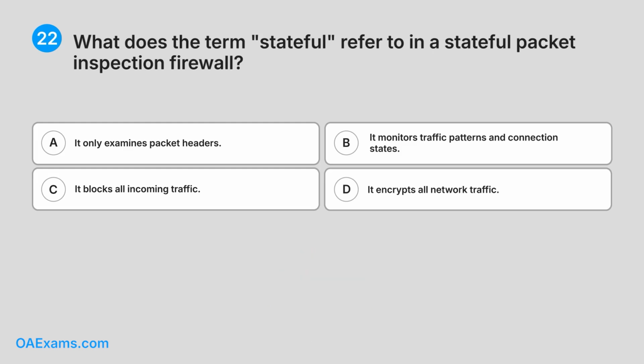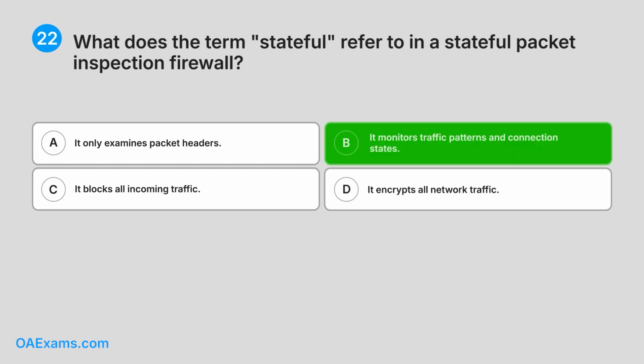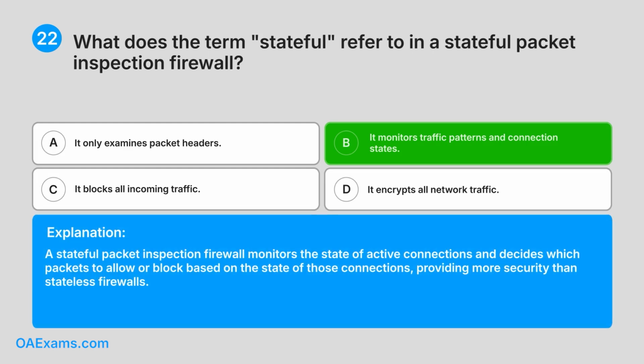Correct answer. B. It monitors traffic patterns and connection states. Explanation. A stateful packet inspection firewall monitors the state of active connections and decides which packets to allow or block based on the state of those connections, providing more security than stateless firewalls.